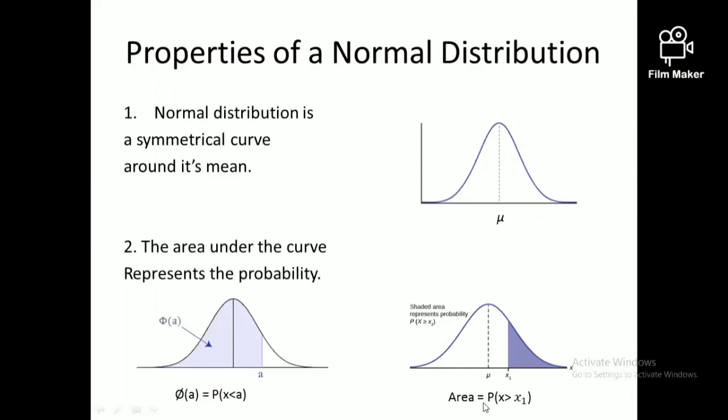If you come across this area, you can say that is the area above x1, more than x1. So if you calculate the area over here, that is similar to the probability of x being greater than x1. That is the second property we have to understand about the normal distribution.